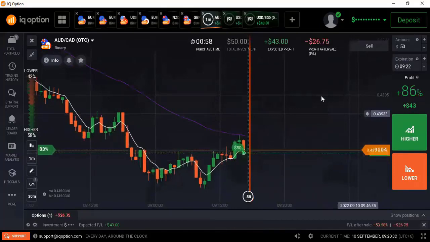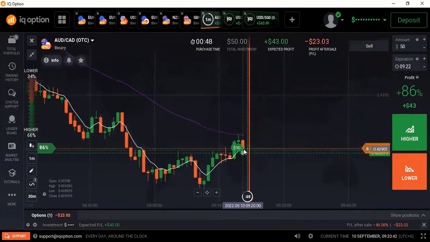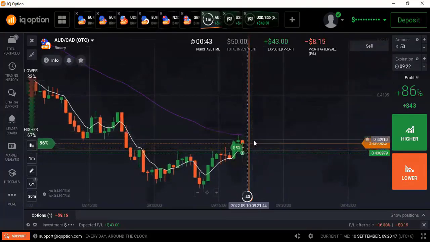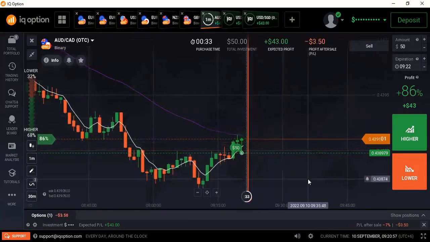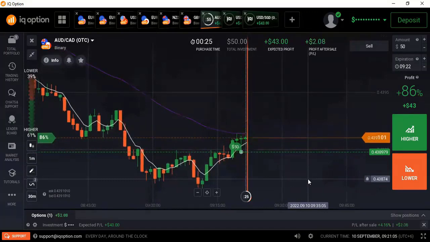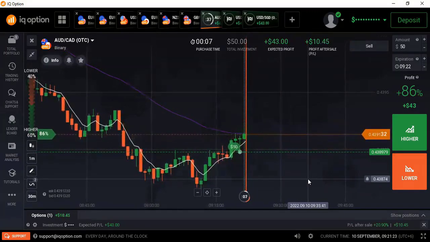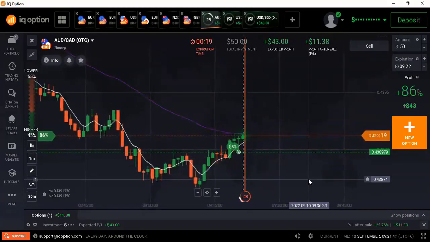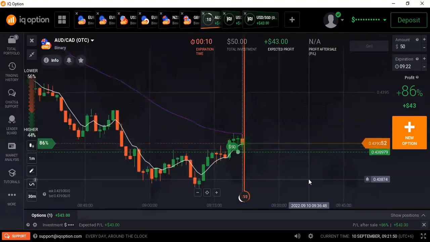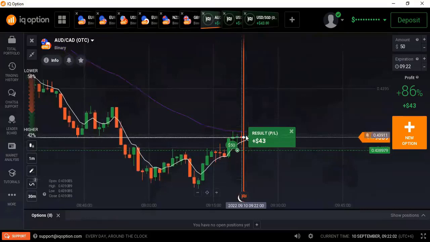Yes, I placed my trade here in the upper direction for 1 minute. Okay, after the closing of this candle, my trade closes in the next candle. So I think the market will close above my entry point. So let's see what will happen. Okay, this was my another winning trade.